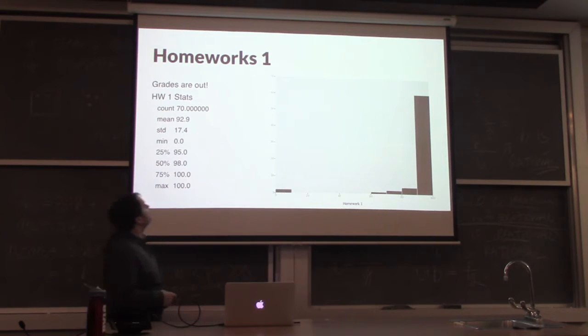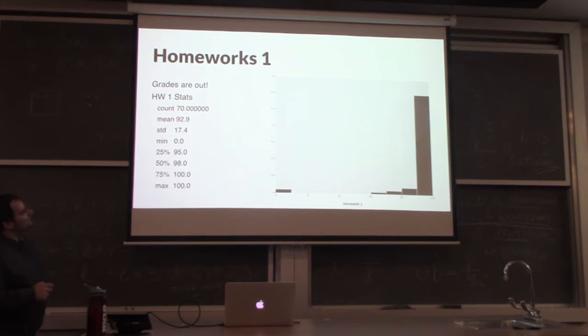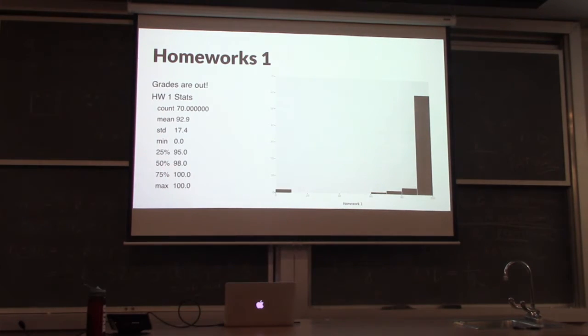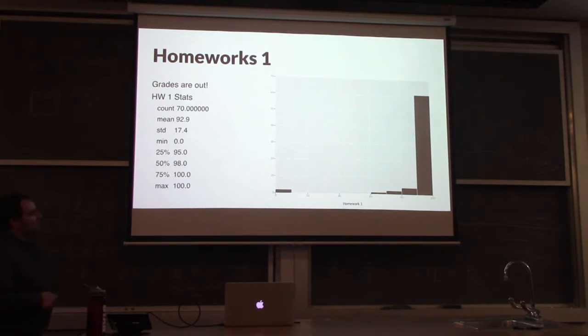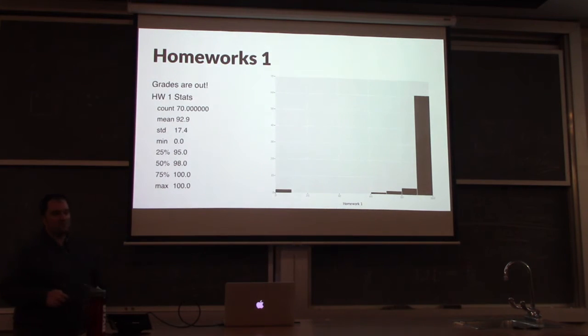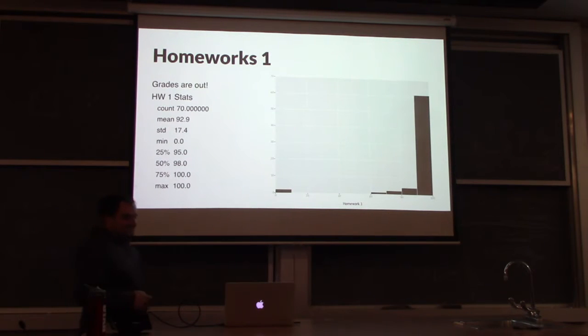The stats: there are 70 people who have submitted the homework, there is a mean of 92.9, which is pretty high, a standard deviation of 17, and these are the quartiles. You can see that at the 50% quartile we're at 98, so it means that more than half of the class got more than 98 points.